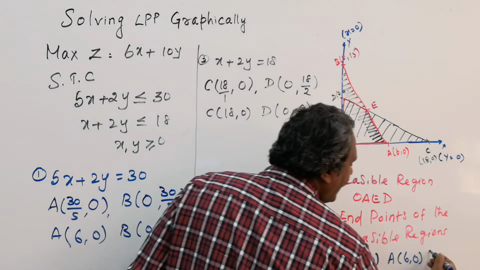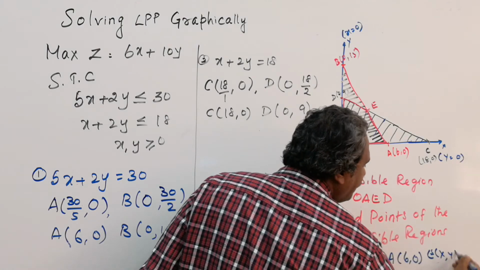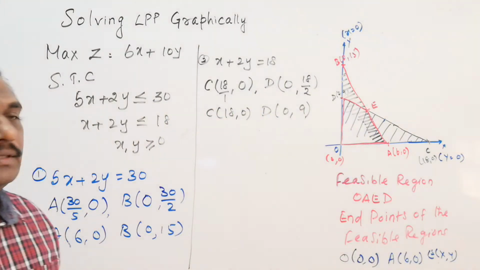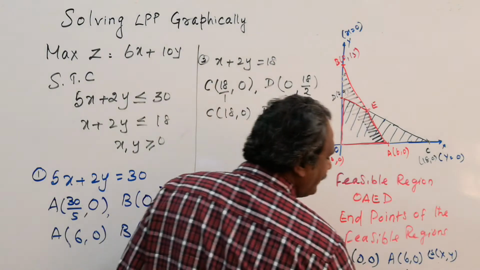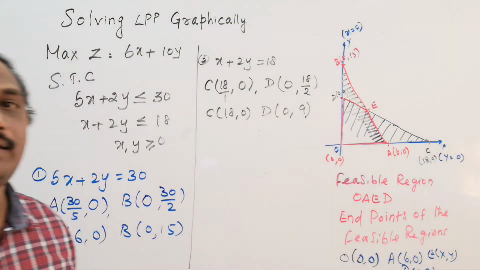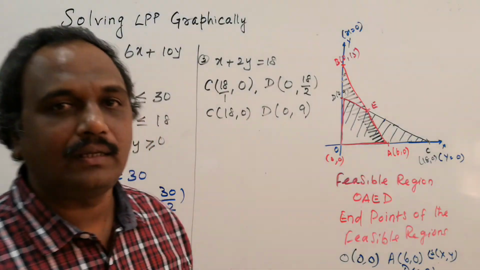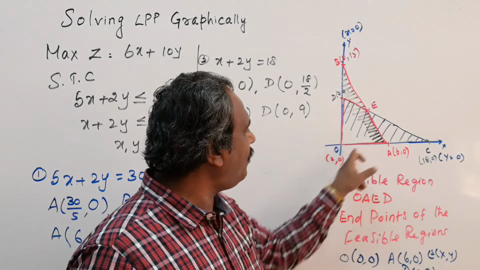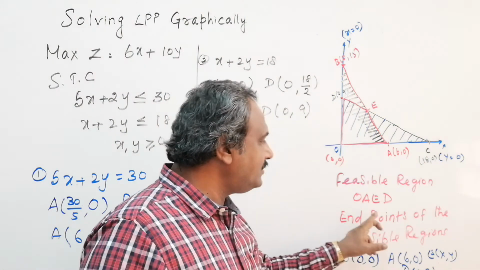When I move here, I don't know this point. I am going to assume x, y. I am going to find this point now. And finally, I am having the point D 0, 9. So we are having 4 endpoints.